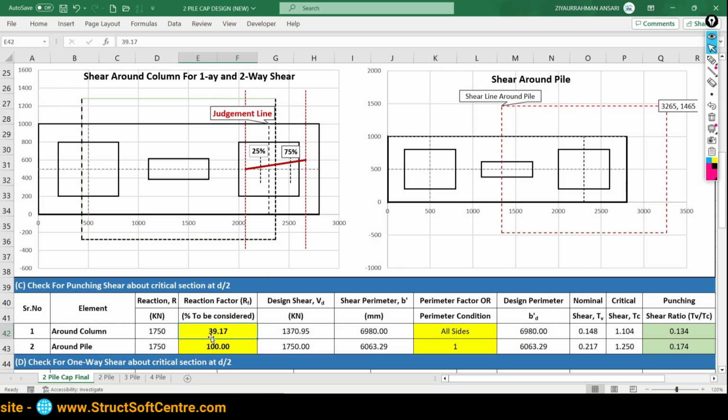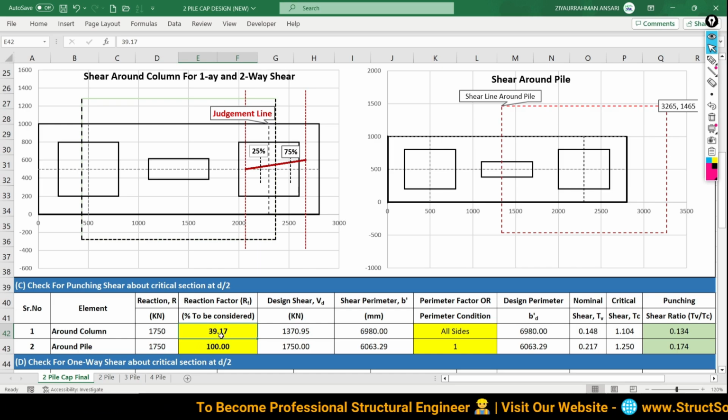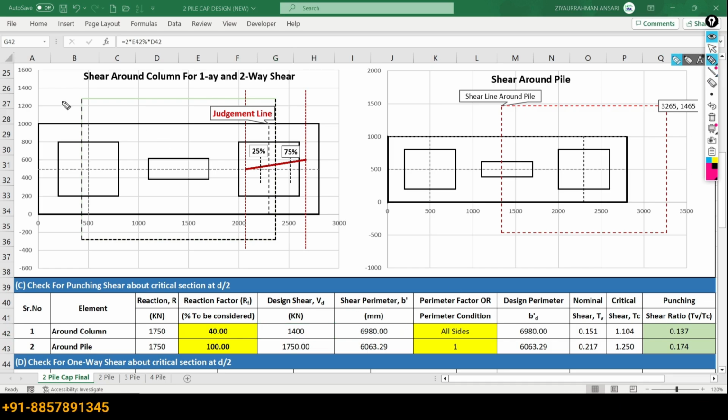In the manual calculation, we considered it as 39.17 by calculation. But in actual practice, while you take the judgment, you cannot choose the value as a fraction. You can take any rounded value. So I can take 40. That's not a problem. This is the final design shear force. This is the shear perimeter. Now again, a very important point. This is the total shear perimeter.